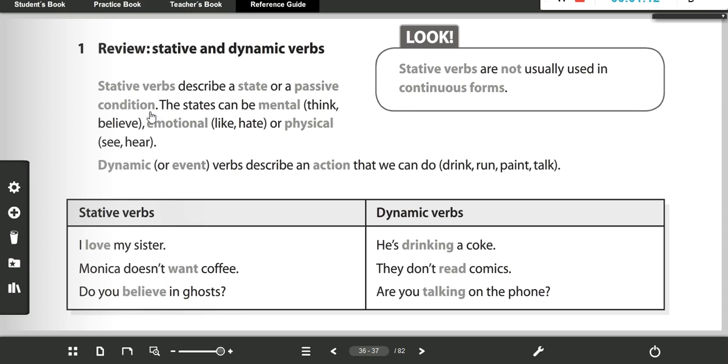Or a passive condition. What is a passive condition? A passive condition is when, for example, pues no es a propósito lo que está sucediendo. Ay, por ejemplo, me veo bien. I look beautiful, por supuesto. ¿Sí? Es una passive condition.